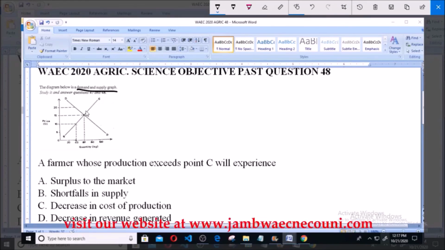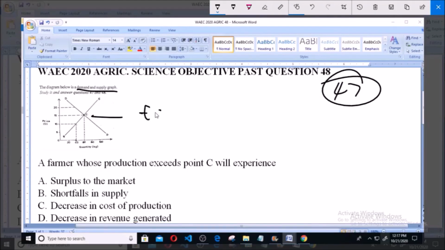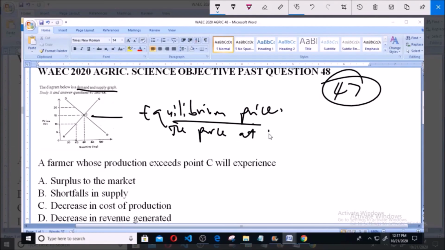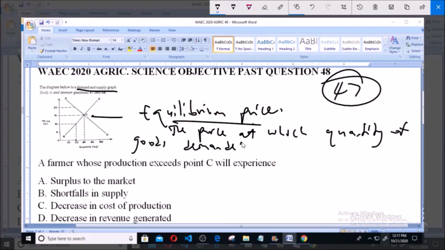Now, we have established in question 47 that the point labeled C is known as the equilibrium price. I will define it as the price at which quantity of goods demanded and supplied are equal. So what happens when it exceeds, goes above this point?